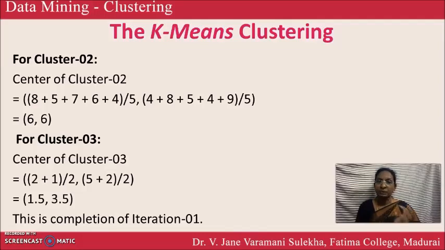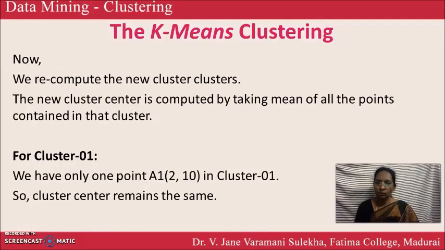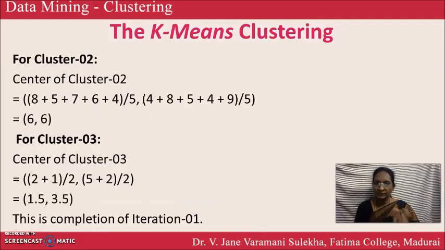So, we have now changed the mean value of each cluster. We are getting 3 different mean values for the different clusters. So, the first cluster's mean value is 2, 10. The second one is 6, 6 and the third one is 1.5, 3.5.